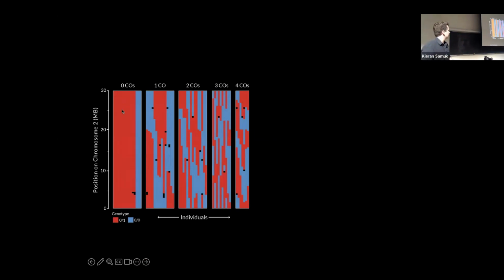We could have cases where there are 0 crossovers, where they have a completely solid haplotype, 1 crossover where we have 1 switch from blue to red, 2, 3, 4, and so on and so forth. And so this is how we actually quantify the crossovers. And the black dots are just missing data.